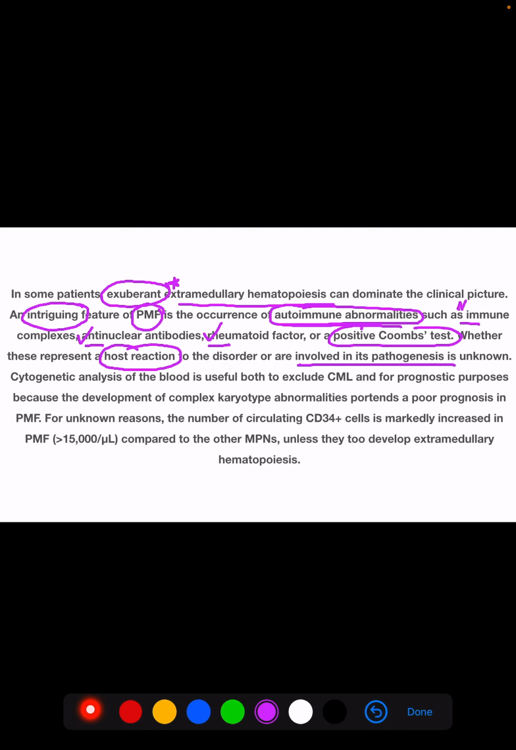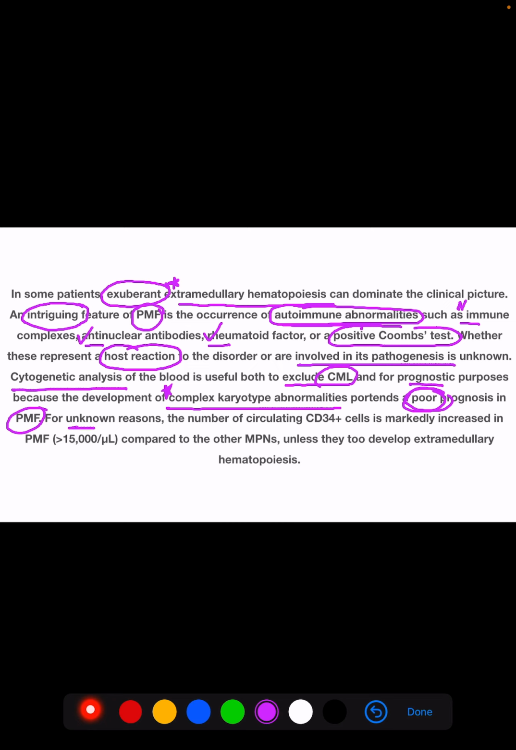Cytogenetic analysis of the blood is useful to exclude CML and for prognostic purposes, because the development of complex karyotype abnormalities portends a poor prognosis in primary myelofibrosis.